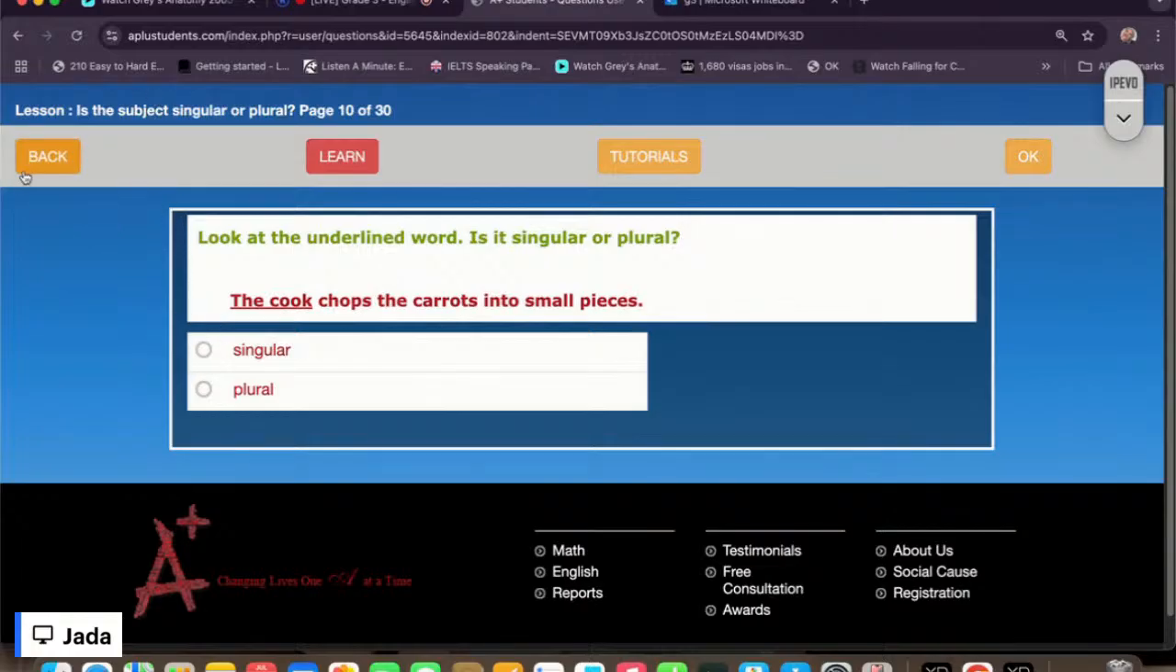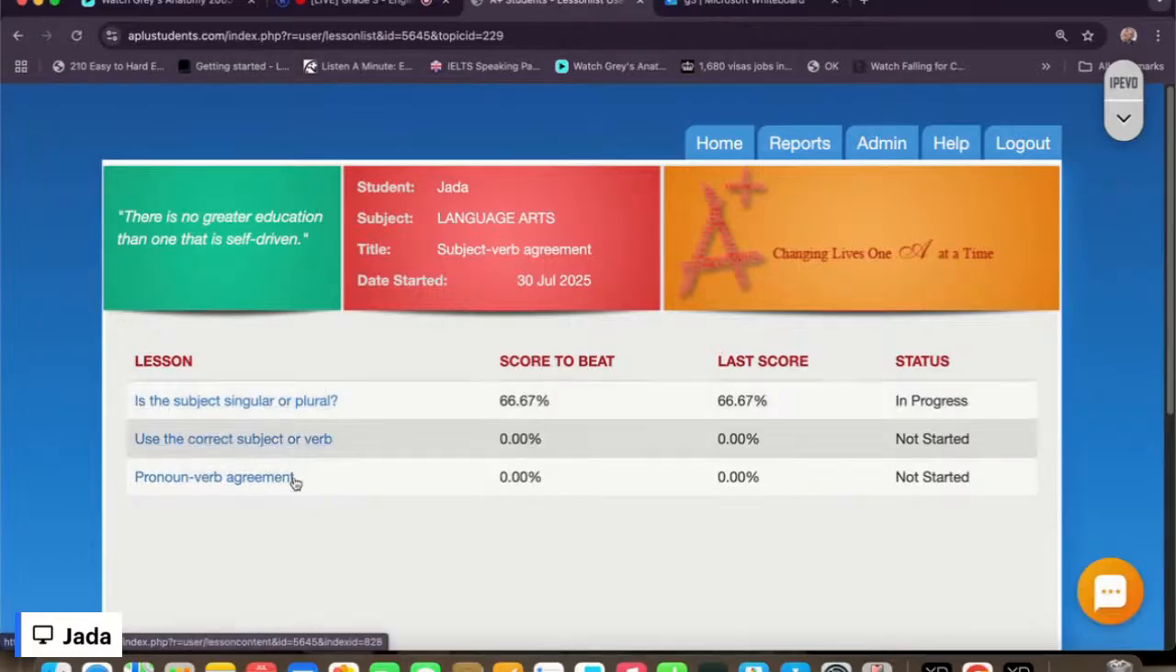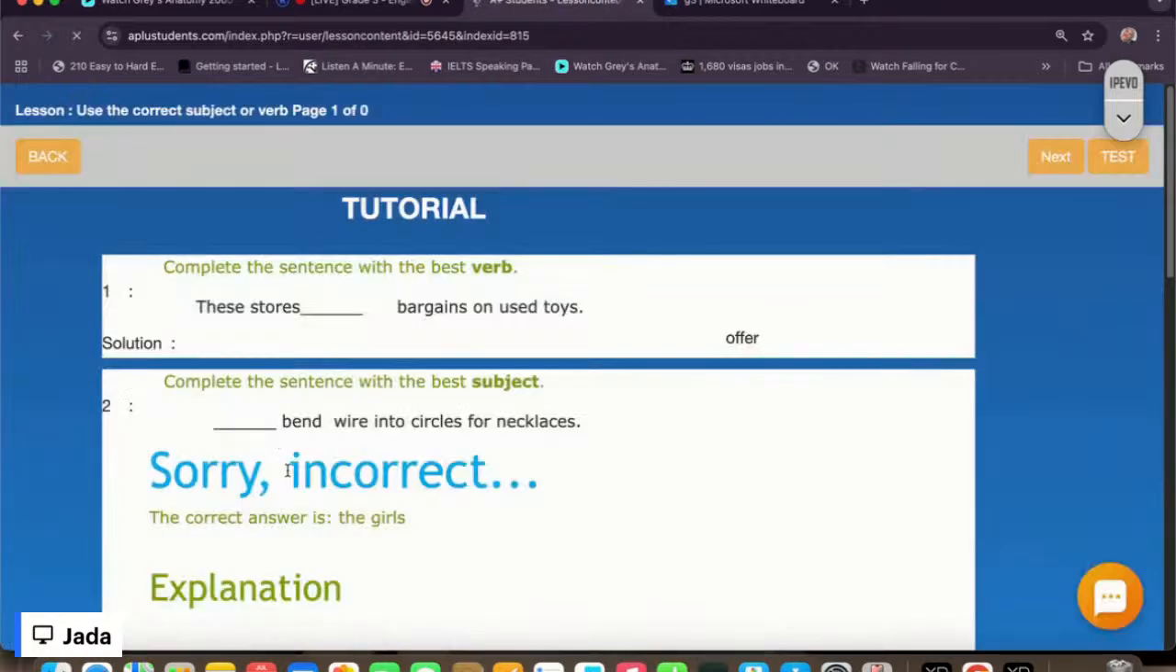So that's it for this lesson. We'll move on to the next one. If you haven't done this, you have to try to complete it. So we have is the use the correct subject or verb.